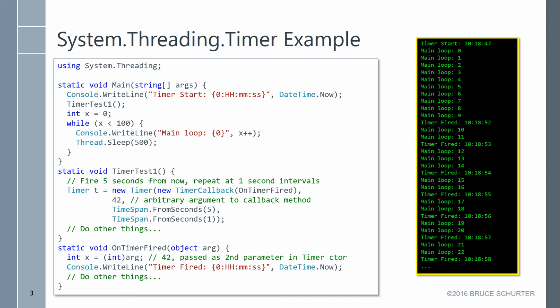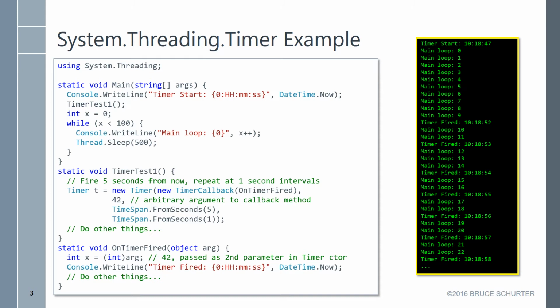So in the OnTimerFired method, this is the one that is going to be fired every time the timer executes. We unbox the arg parameter into an int. Remember, we passed 42. Again, it can be any object type. And then we simply say the timer fired at this time.